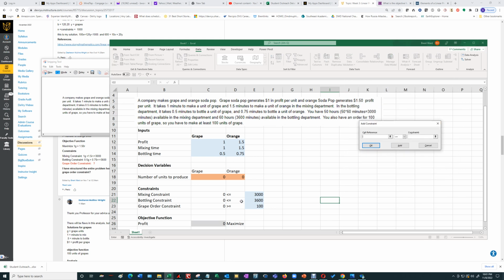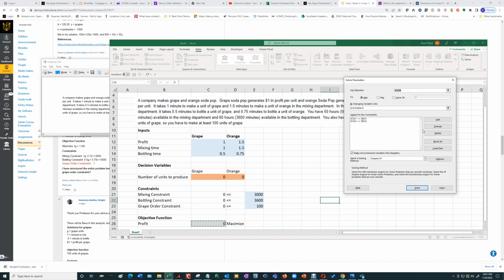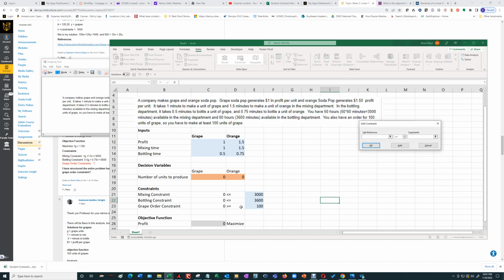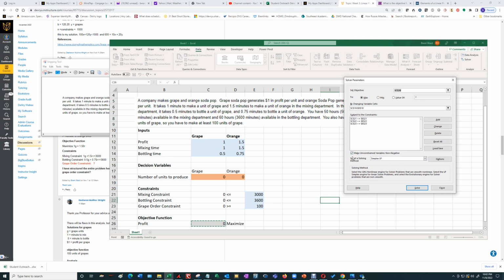Add. This must be less than or equal to that. So the formula in cell C22 must be less than or equal to that 3,600, which is in cell E22. Click on OK. And then we have to add one more constraint, and that's the grape order constraint. The number of units of grape must be, and then we have to change this here, greater than or equal to 100. We click on OK. And then we have to make sure this checkbox is checked, and then we have to make sure we pick the simplex linear programming option. Click on Solve.